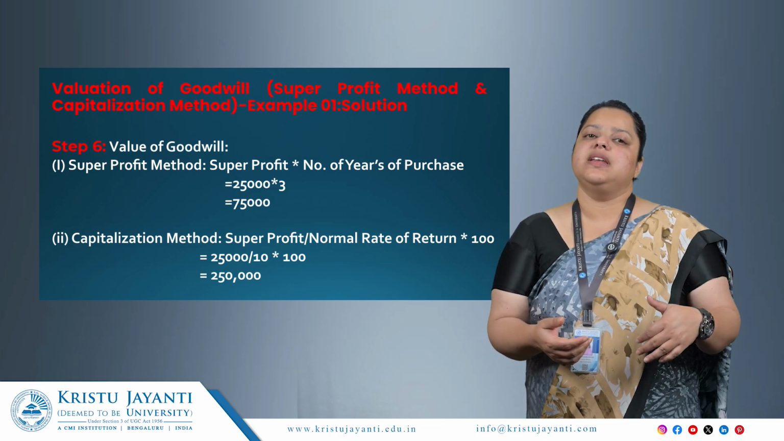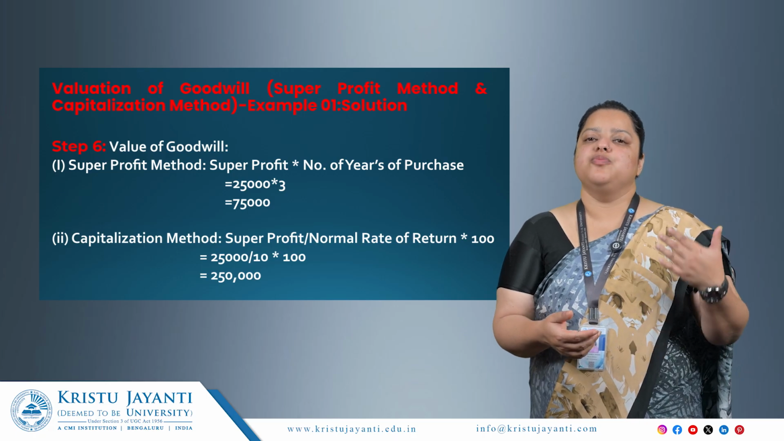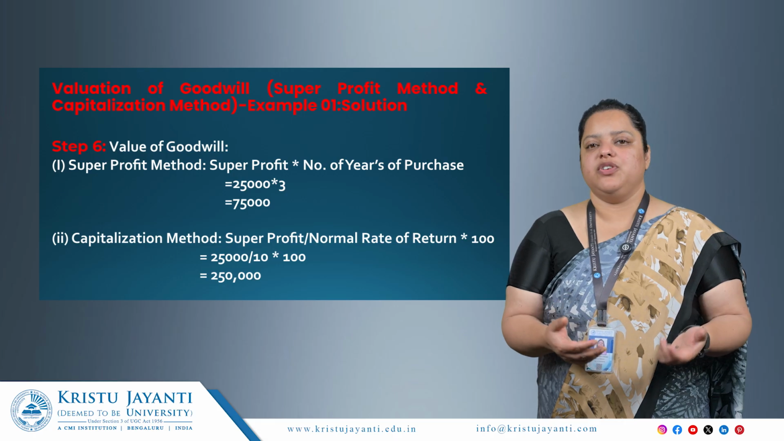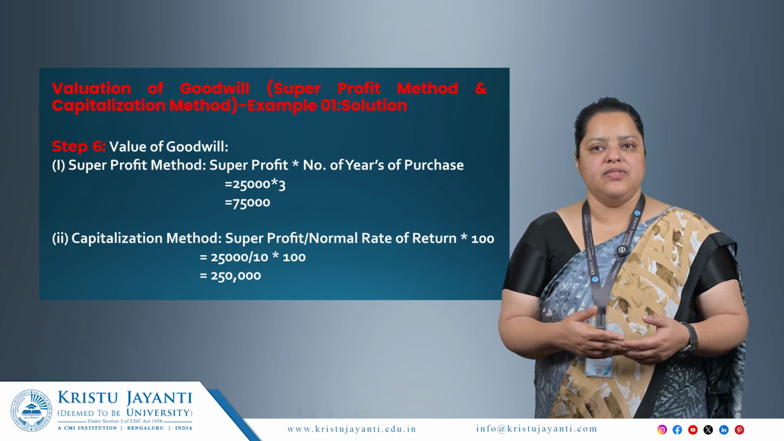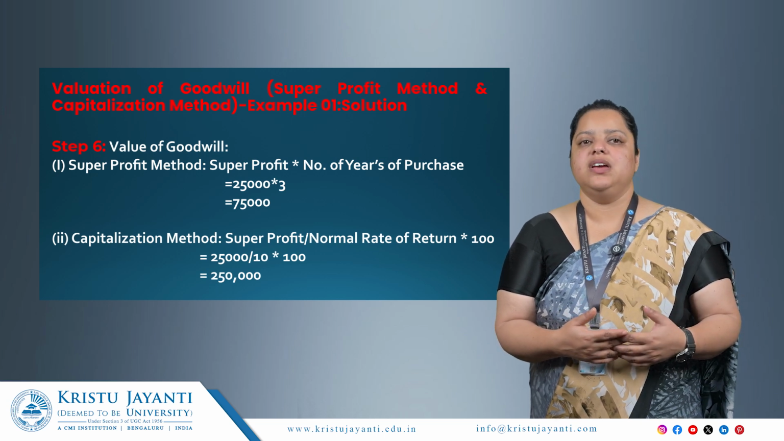If we go for the next method, the capitalization method, my formula is super profit divided by normal rate of return into 100. The super profit we got is the same, 25,000, and the normal rate of return is given, it is 10%. So my goodwill is coming 2,50,000.